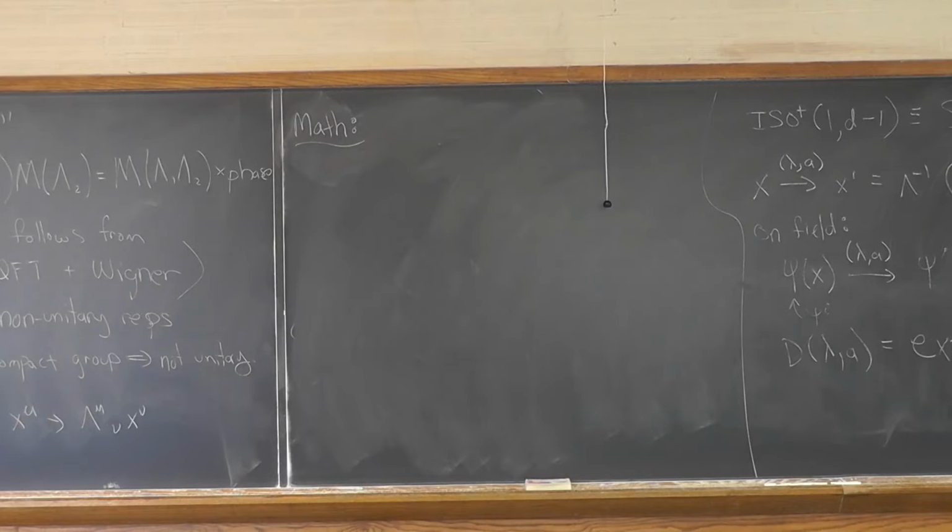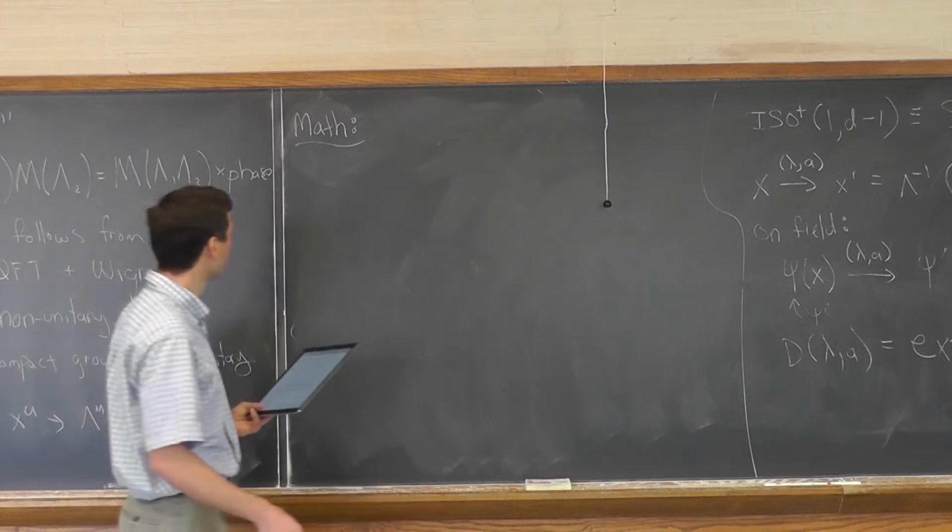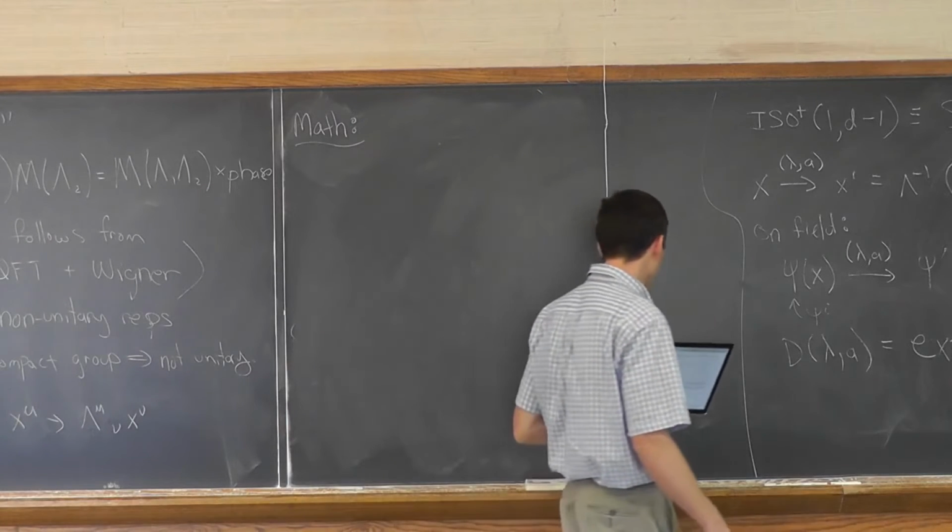Okay. So the answer to what is a field is that it's something that transforms under a projective rep of the restricted Lorentz group. So now we're supposed to use math to figure out what those reps are.